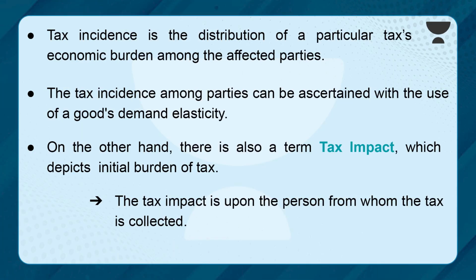Tax incidence is the distribution of a particular tax's economic burden among the affected parties. The tax incidence among parties can be ascertained with the use of a good's demand elasticity. On the other hand, there is also a term, tax impact, which depicts the initial burden of tax. The tax impact is upon the person from whom the tax is collected.